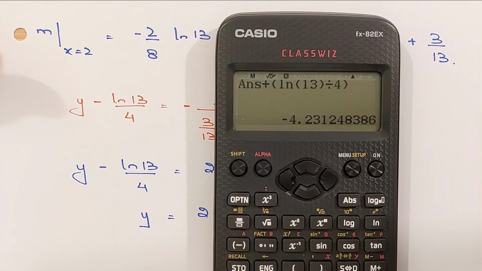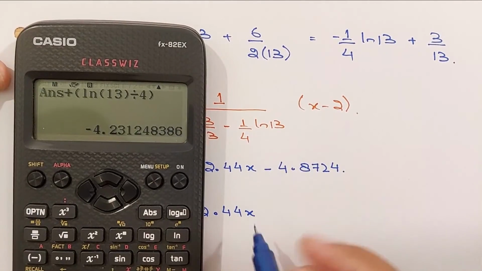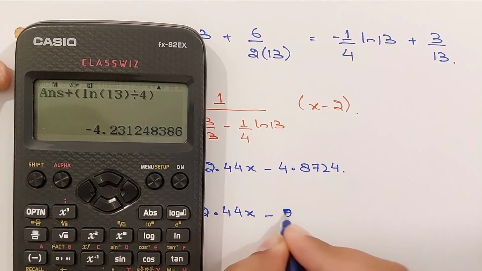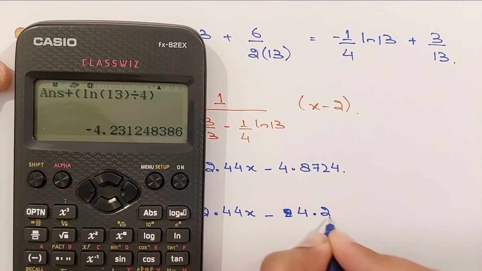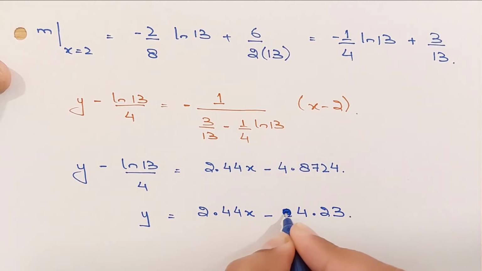This is minus 4.23 up to 2 decimal places. Negative, sorry, 4.23. So this is in the form of y equals mx plus c, where m and c are constants, correct to 2 decimal places.